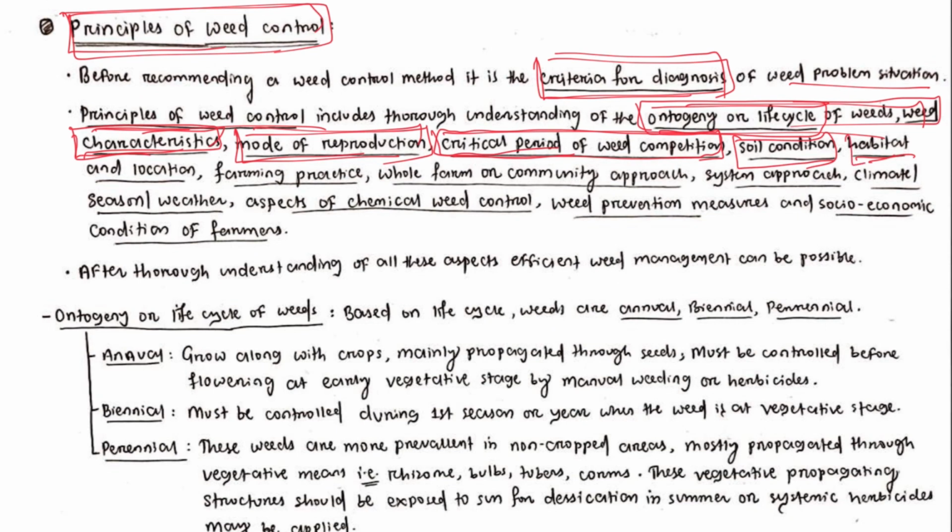Then habitat and location of the weed. Suppose it is desert land, or aquatic land, or submerged or marginal condition. Accordingly weed management will differ. Then what type of farming practice the farmer is following. Suppose they are practicing monocropping or multiple cropping. Again, based on that, weed management will differ.